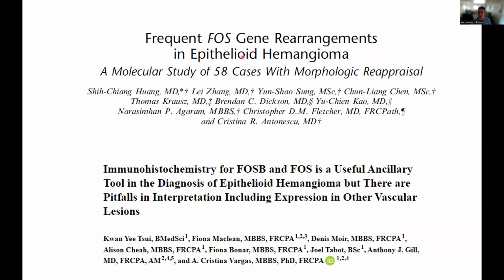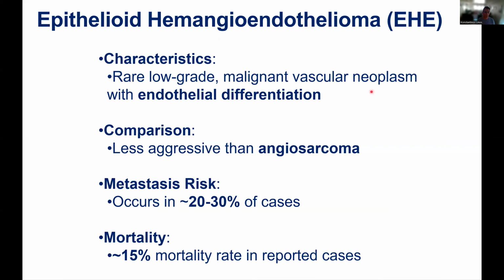As I said, the specificity is not perfect because you have to be aware that FOS gene rearrangements can also be seen in epithelioid hemangioma, and FOSB can stain other vascular tumors as well. But I think in the appropriate morphologic context it can be a very helpful diagnostic tool.